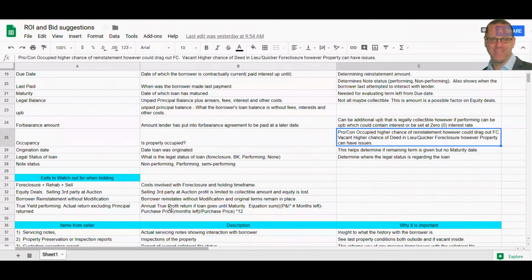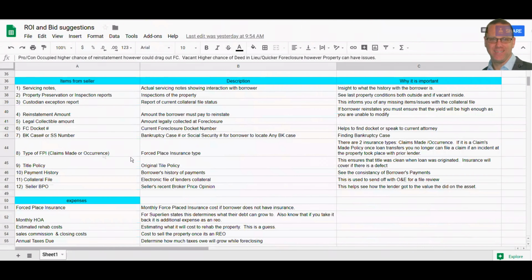So I'm going to skip over this section for a minute and dive into this part here. Items I get from the seller are servicing notes, property inspections, custodian exception report, reinstatement amount, the legal collectible amount, foreclosure docket number, bankruptcy, and forced place insurance, and what type of it is. And I'm going to go over here, which explains a lot more why I asked for these items. The title policy, payment history, collateral file electronically, and BPO.